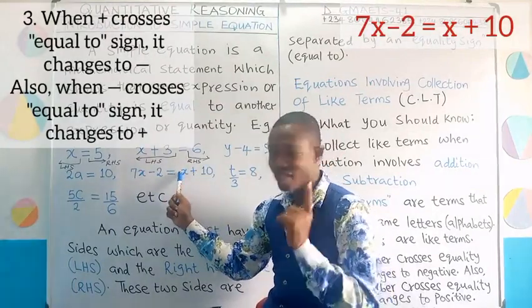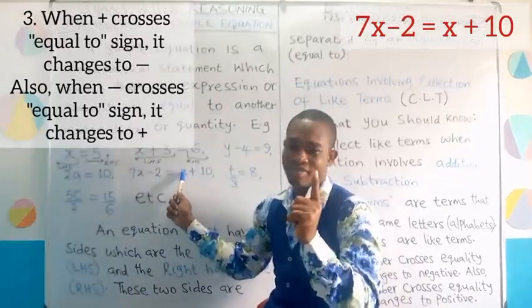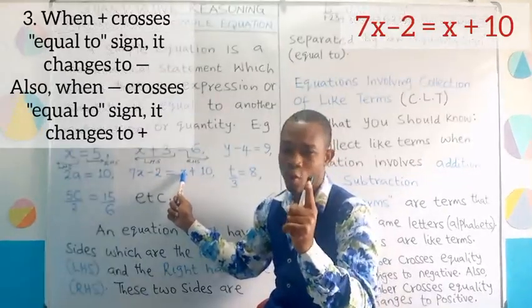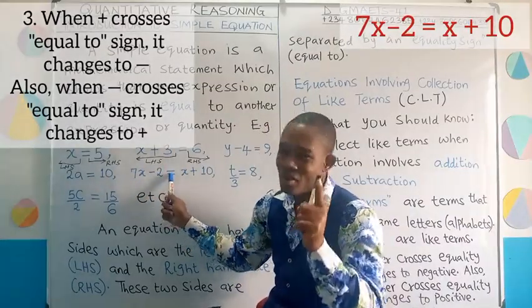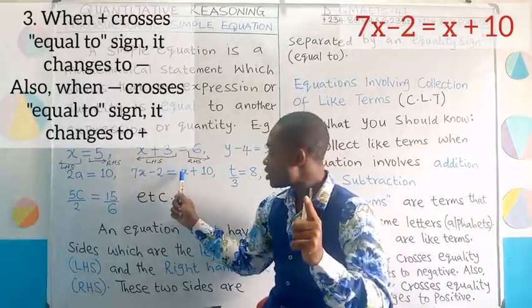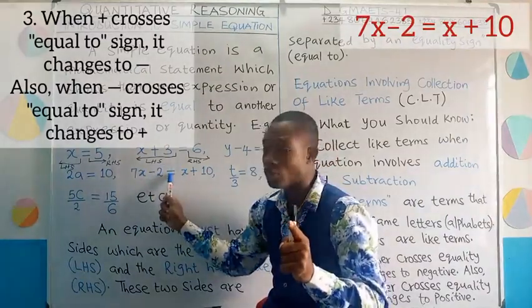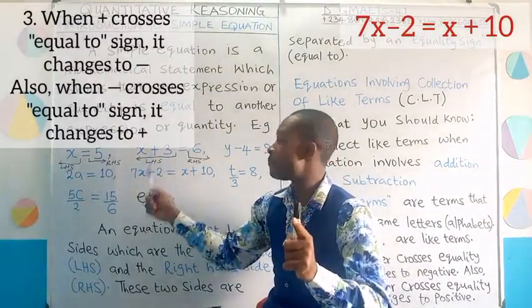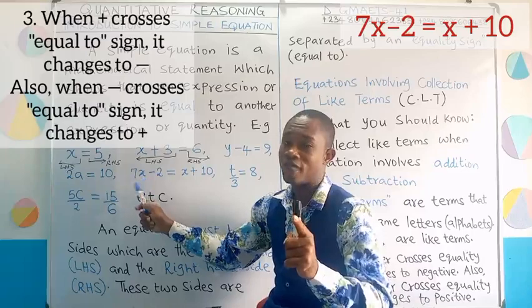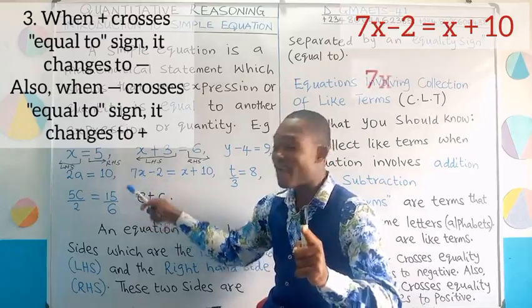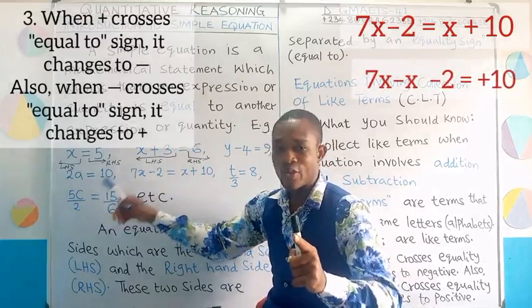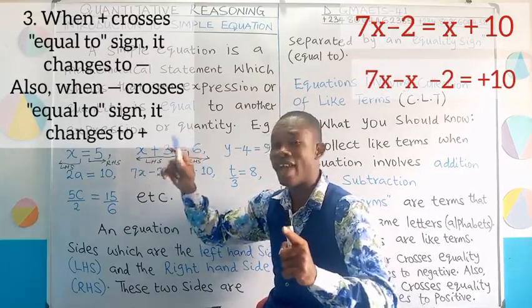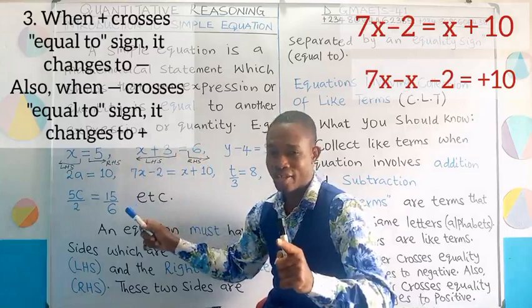So if this plus x is a positive term now, a positive quantity, if it is to move to the left hand side, it will cross this equal to sign. And because this plus has crossed this equal to, it will change to what? Minus here. So you now have 7x minus x. When this x goes to the left, what you have on the left will now become 7x minus x.